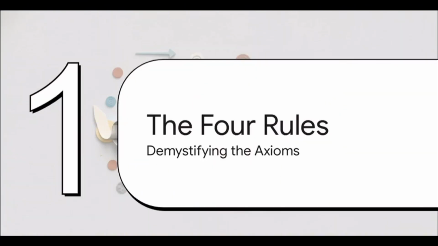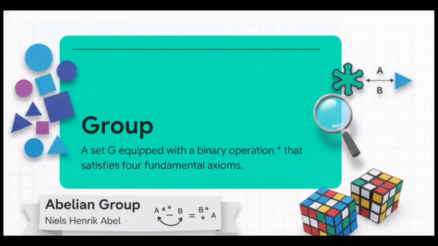All right, Section 1, the 4 rules of a group. Demystifying the axioms. We're going to break down these axioms, and honestly, you'll quickly see that the underlying math is something you already intuitively understand just from navigating your daily life. But first, let's establish our official definition.